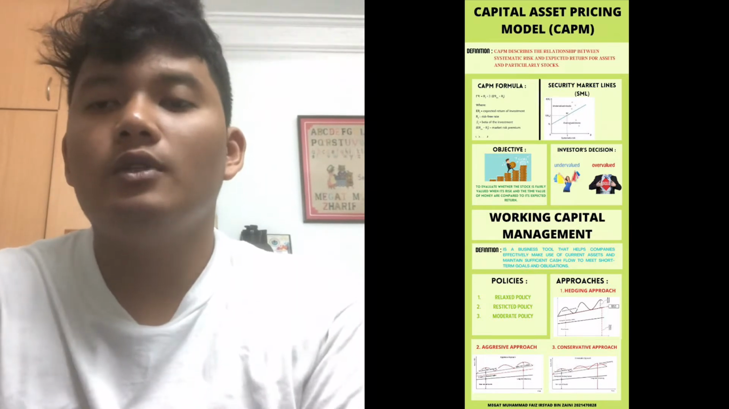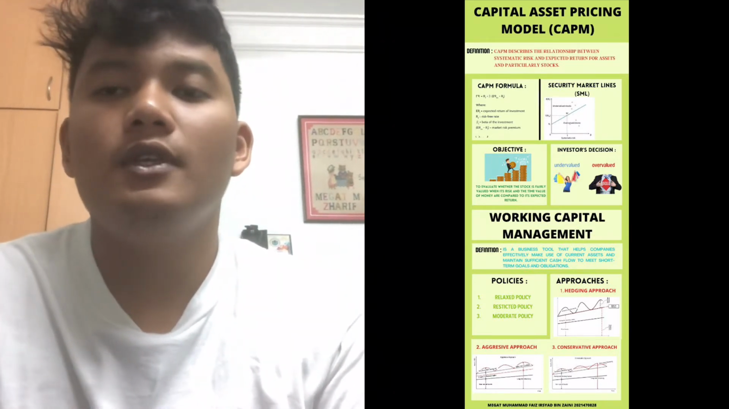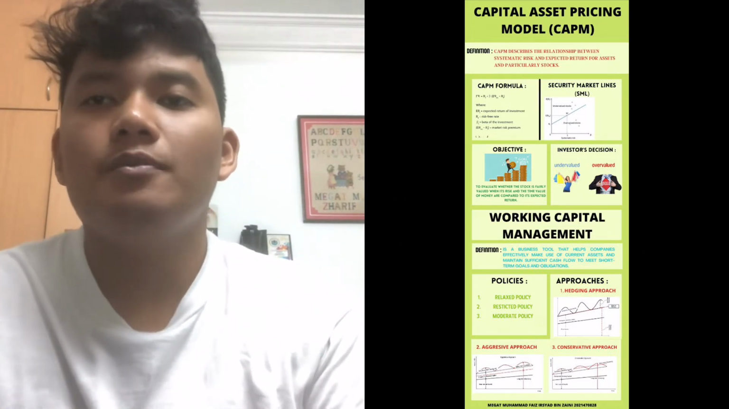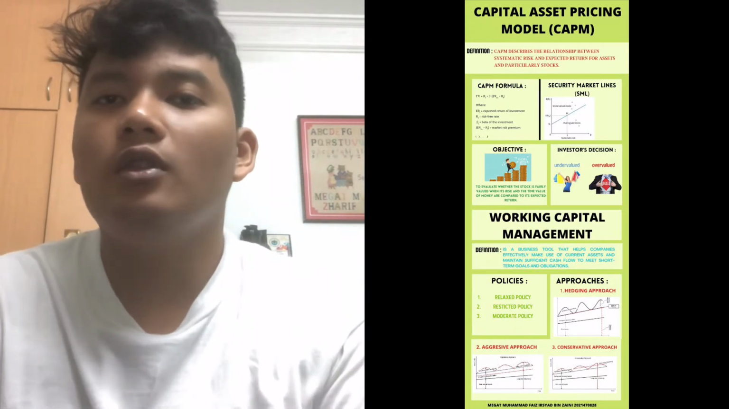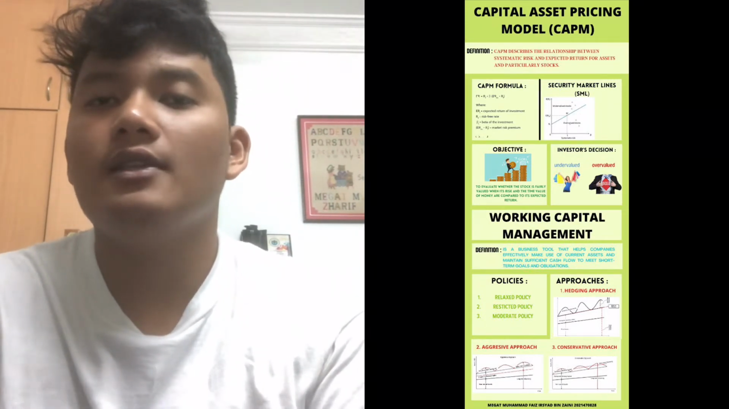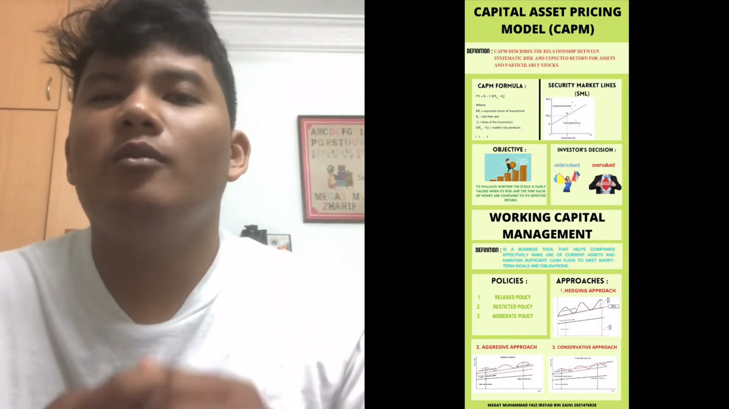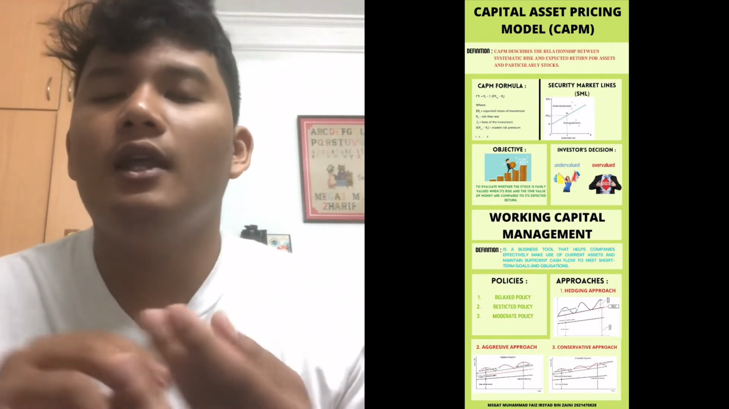Next, we go to the approaches of working capital management. There are three approaches. The first one is the hedging approach. This approach matches the financing duration and asset requirement. Therefore, there is no need for an emergency fund and idle funds are non-existent. We can also call it the moderate approach because it is between the other two approaches.